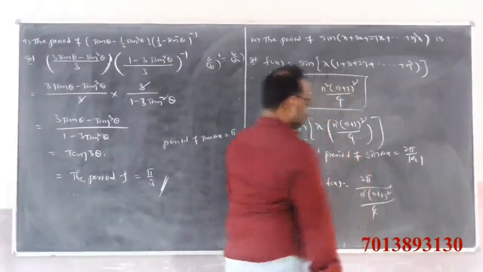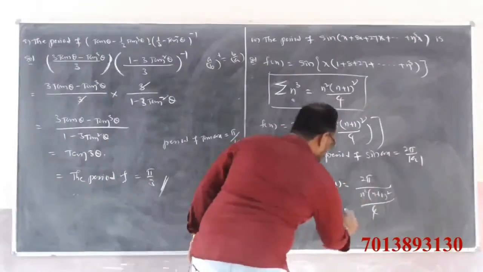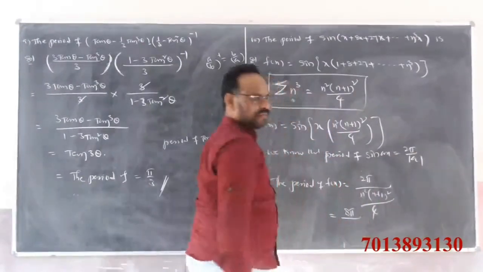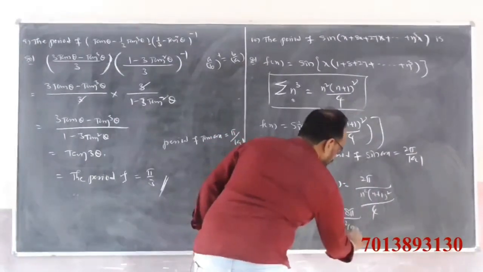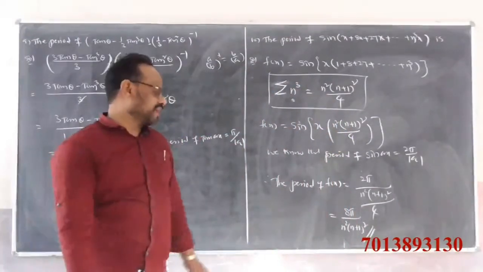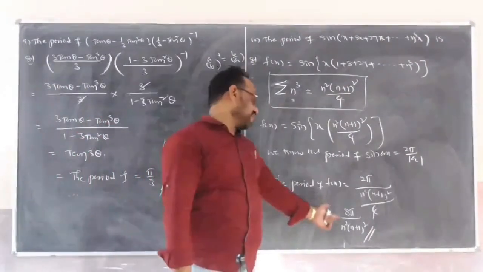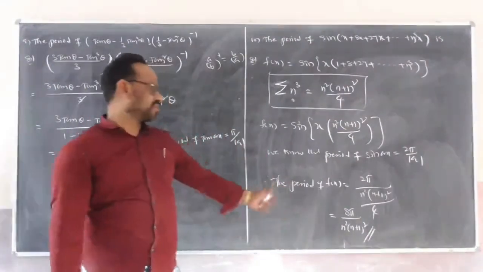This can be written as 8 pi by n square into n plus 1 whole square. Therefore, the period is equal to 8 pi by n square into n plus 1 whole square.